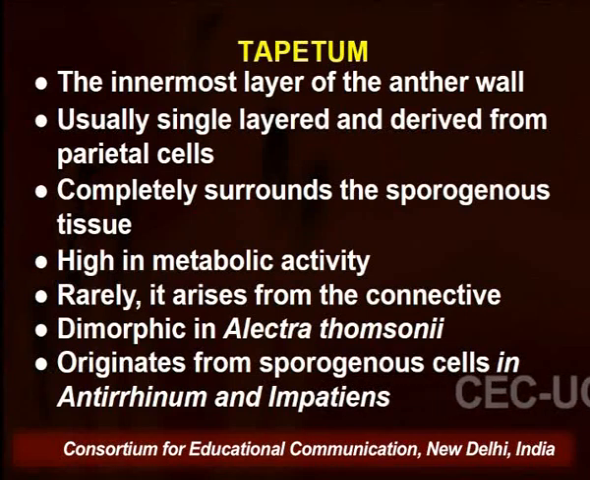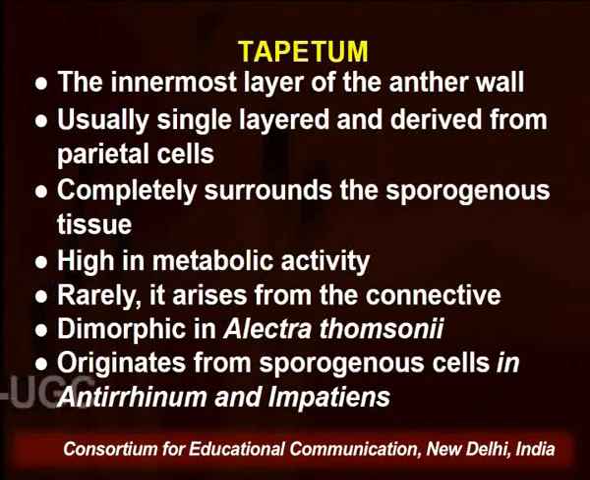The innermost wall layer of the anther is the tapetum, and this is the most important wall layer of the anther. Tapetum is usually single layered, and it too, like all other wall layers, is derived from the parietal cells. Now, tapetum is the innermost layer of the anther wall, and it completely surrounds the sporogenous tissue. This is high in metabolic activity. Rarely it arises from the connective. Like I said, it arises from the parietal cells, but sometimes it can arise from the connective, and sometimes it can even originate from the sporogenous cells.